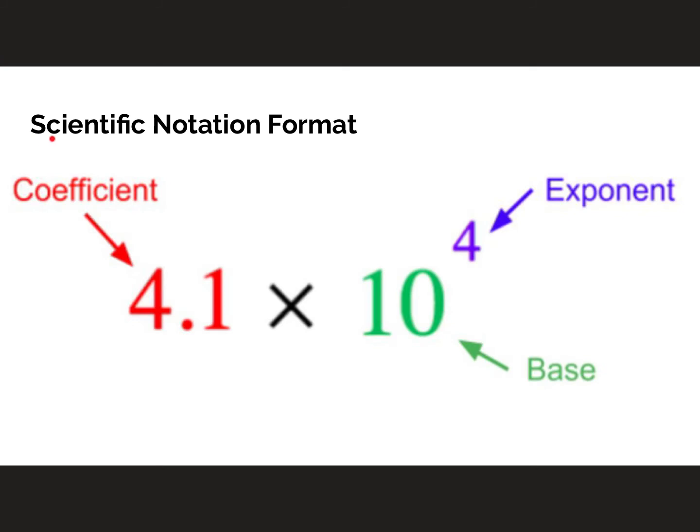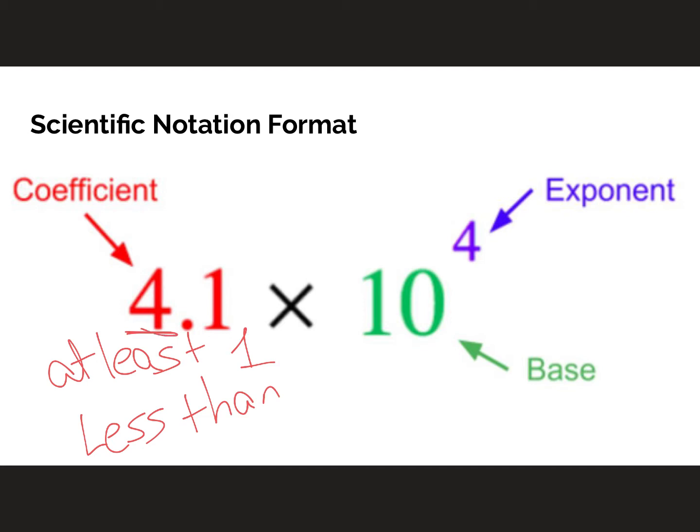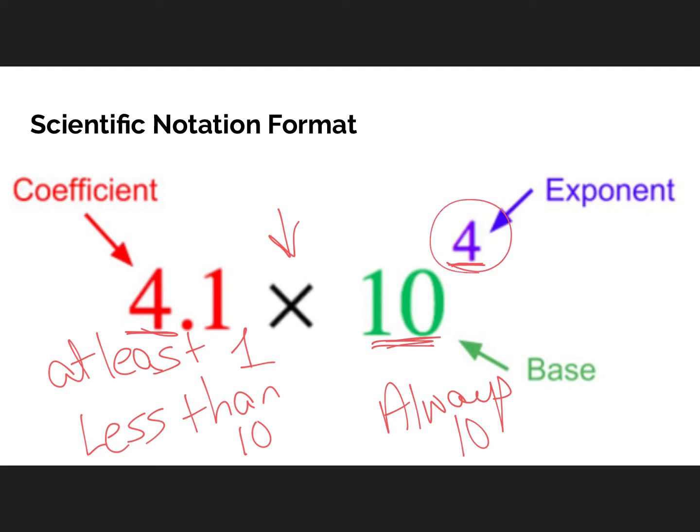Okay, so let's talk first about what scientific notation's format is. The first part of it is called the coefficient. This is a number. It must be at least 1, but less than 10. So it must have one digit left of the decimal. And then we multiply that times 10 raised to a power. We have the base. The base is always 10. And then our exponent.